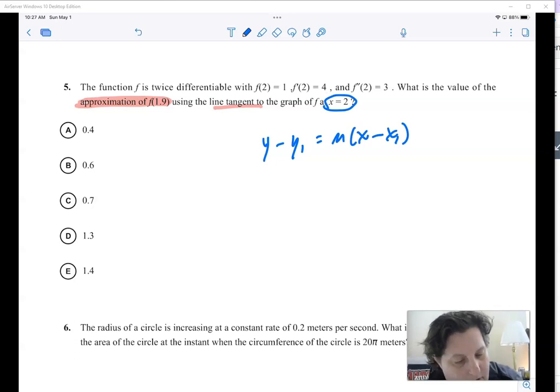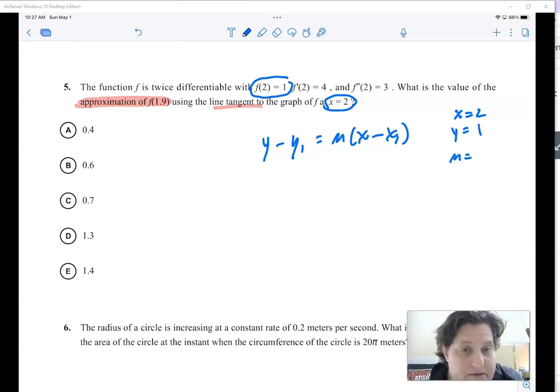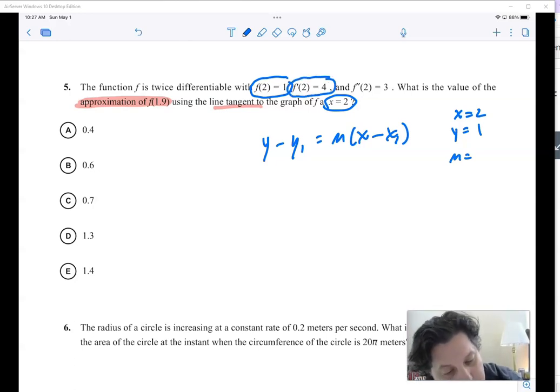At x equals 2, the y coordinate is going to be what? Well, it gives it to me right there. The y coordinate is going to be 1. And what's the slope going to be at x equals 2? The slope is going to be the derivative at that point, which is 4. So here's my equation: y minus 1 equals 4 times (x minus 2).